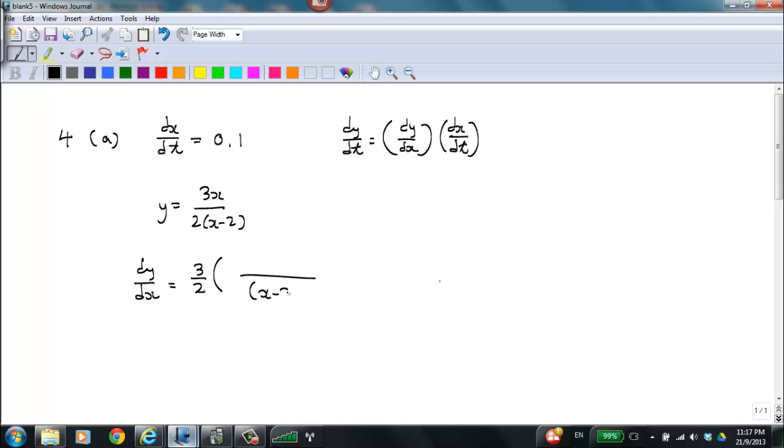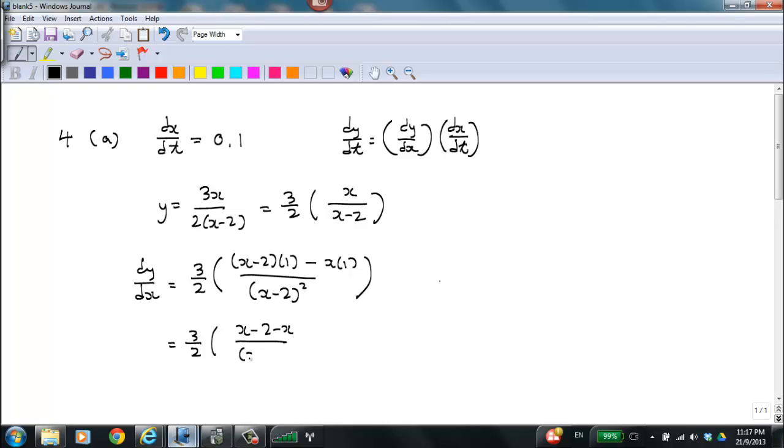I will be using the quotient rule: x minus 2 squared, hold the bottom, differentiate the top. Just to make sure that we understand what we are doing, y equals 3/2 multiplied by x over x minus 2, and I'm differentiating x over x minus 2. So square the bottom, hold the bottom, differentiate the top, minus hold the top, differentiate the bottom. This will give you x minus 2 minus x over x minus 2 squared, times 3/2, giving minus 2 over x minus 2 squared. Do a bit of tidying up: minus 3 over x minus 2 squared.